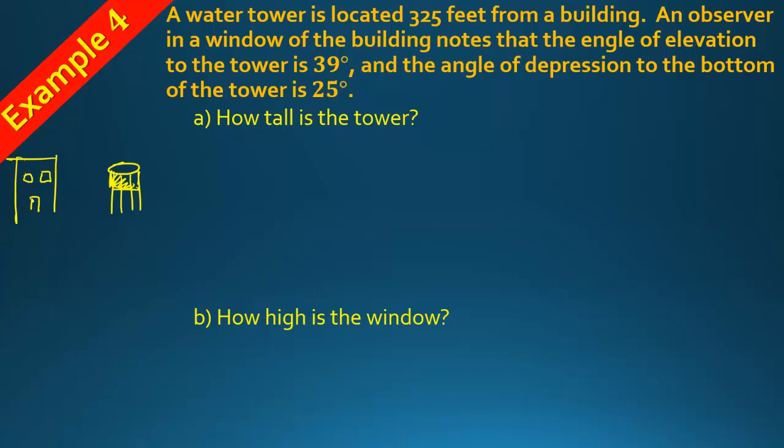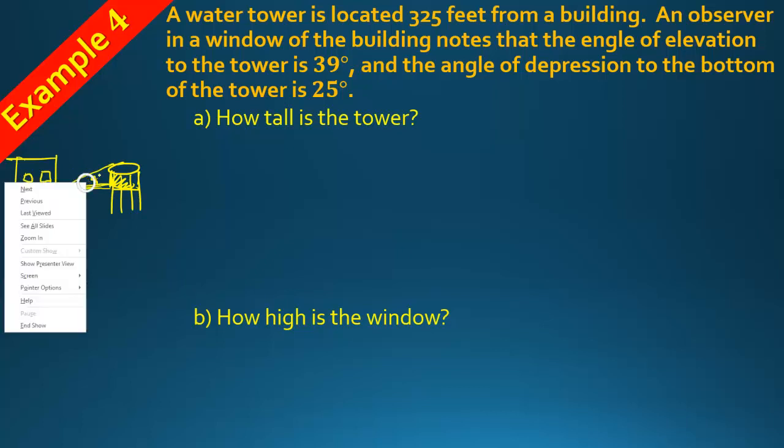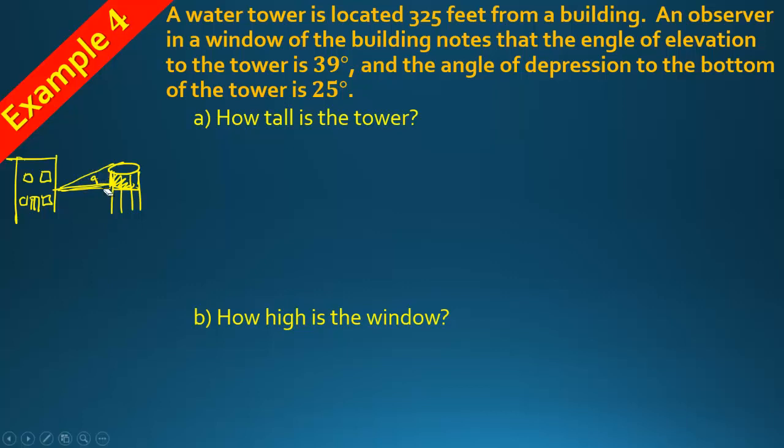Alright, and an observer in a window, so we'll say the observer's here. So here's our horizontal line, they're looking at it. Notice that the angle of elevation to the tower is 39 degrees. Okay, that doesn't seem to be cooperating. Let's try this again. So the angle of elevation is 39 degrees. The angle of depression is 25 degrees to the base of the tower. So we want to find out how tall the tower is.